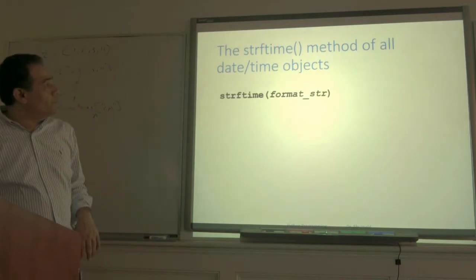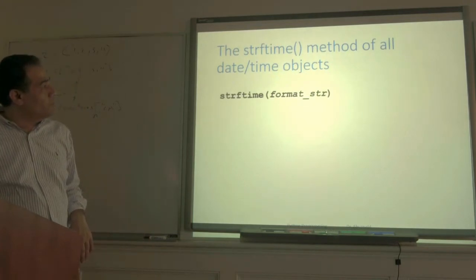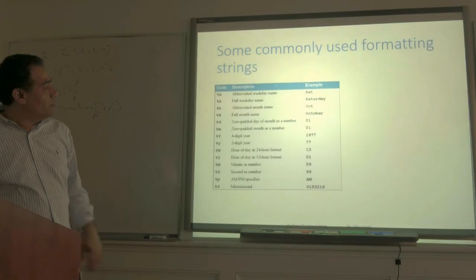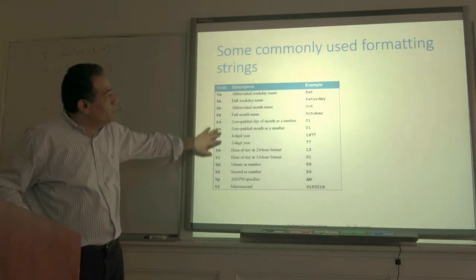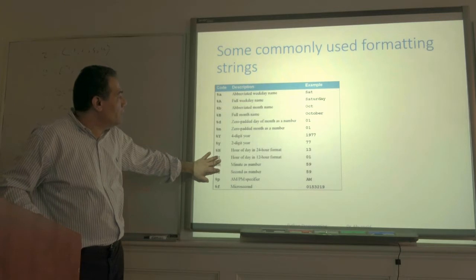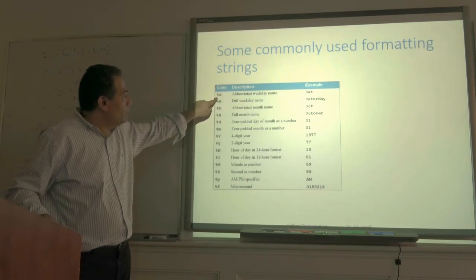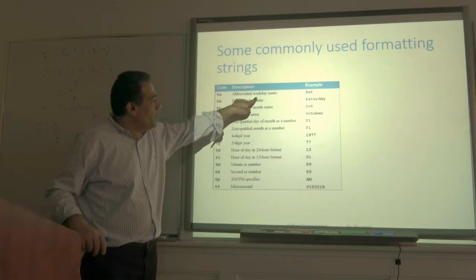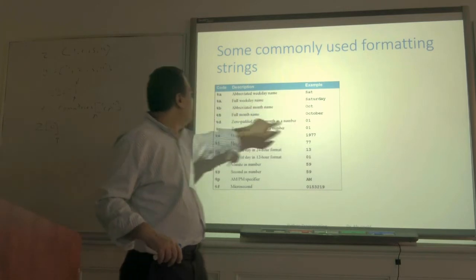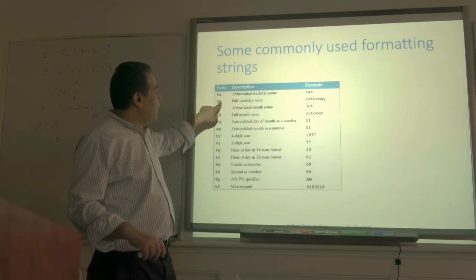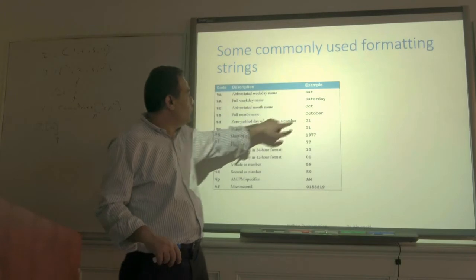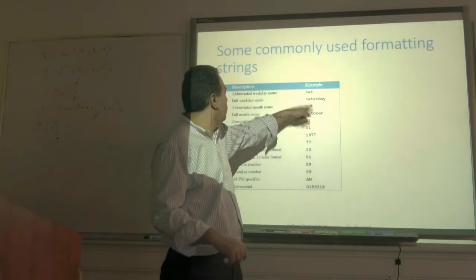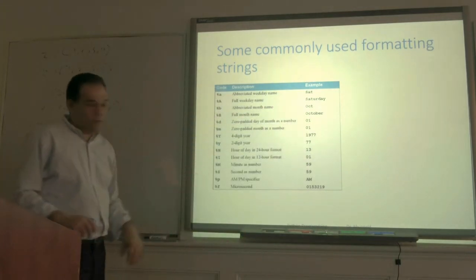So in here, strptime method of datetime. Here are some commonly used formatting strings. Lowercase a, for example, is the abbreviated weekday name, for example, Sat. Capital A is the full weekday name, Saturday, and so on and so forth.